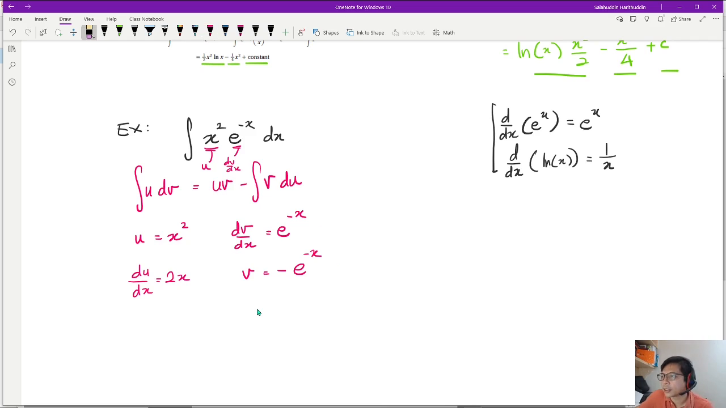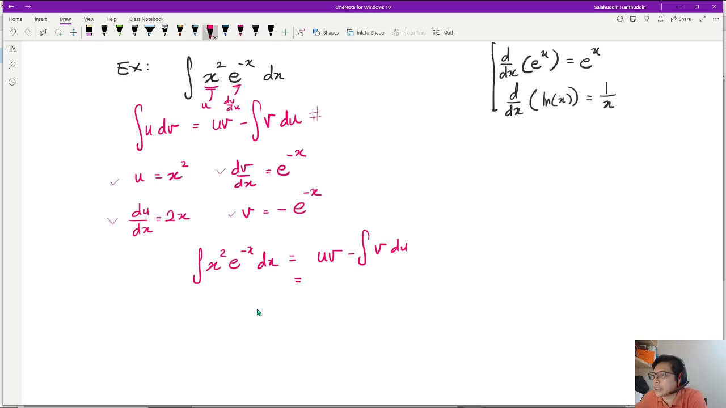Okay, so now I've got these four things. I've got u and dv/dx, and I know du/dx and v. So now I can just apply this formula here. I can say that the integral of x squared e to the minus x dx is equivalent to uv minus the integral of v du. Let's rewrite that.